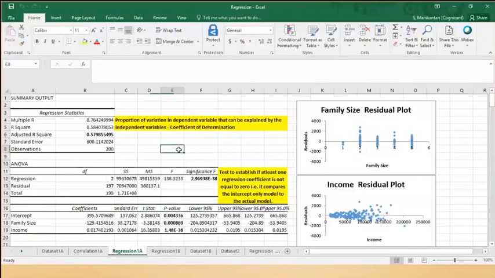So what is my regression equation based on which I can predict Y for future X values? This is how you build it. Your amount spent is equal to the intercept 395.571 minus 129.415 into family size plus 0.0174 into income. Yeah, this is how you build an equation. So if you substitute income and family size in this equation, you can predict the amount spent. But is this equation accurate? How do I evaluate this model?